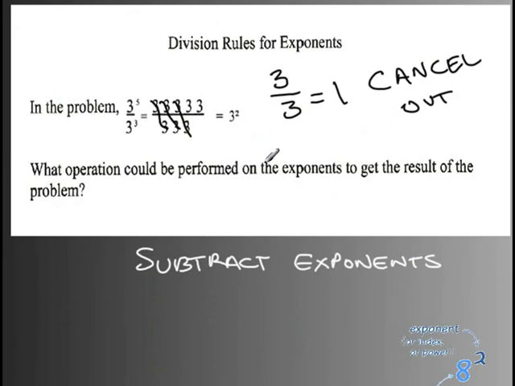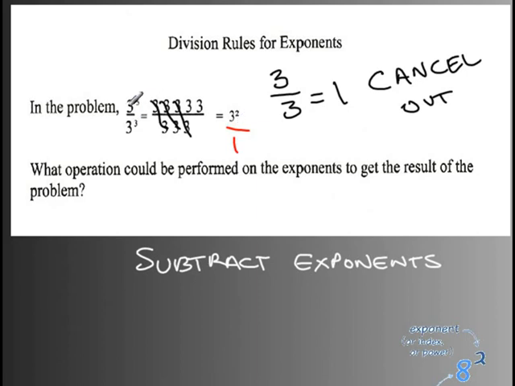Alright, division rules. Division is really, actually, probably the easiest one of them all. Understand that if I have 3 over 3, that's going to cancel out, so that's why I cross through these 3's, and that's left with 3 squared on top. Now what's on the bottom is just 1. What operation could be performed on exponents to get the result of the problem? Well, we're just going to subtract the exponents. So 5 minus 3 will give me 3 squared.